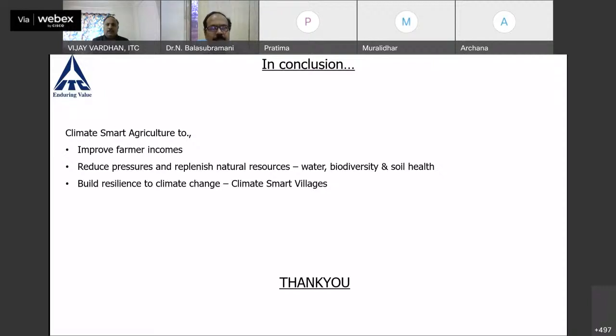So in conclusion, I am reiterating that climate smart agriculture is about improving farmer incomes and improving natural resource access by reducing, replenishing, and reviving the source, and at the same time building resilience to climate change. So we will definitely add the fourth one of getting additional income to farmers through the carbon credit sale, which is what we are embarking upon now. Thank you.